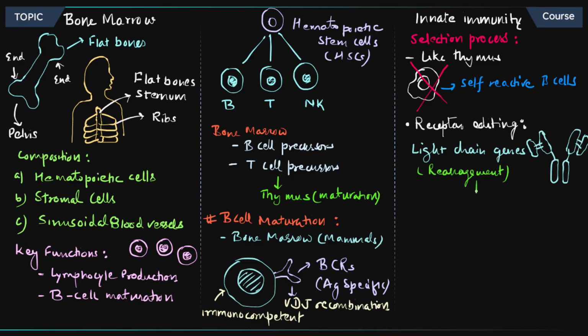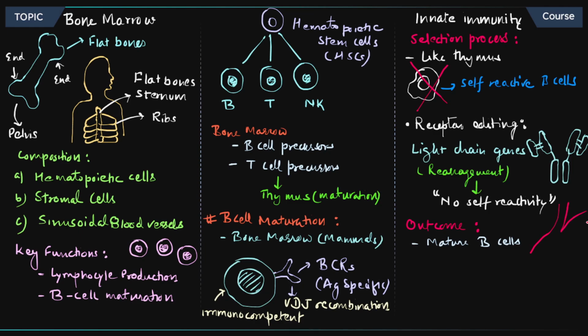So rearrangement of light chain genes will lead to no self-reactivity. And because of that, now B cells are fine, right? So that is a really important process in case of a B cell, which is known as receptor editing. Next is outcome. What will be the outcome? You will get mature B cells out from the bone marrow. After this, mature B cells will be out there in the circulation.